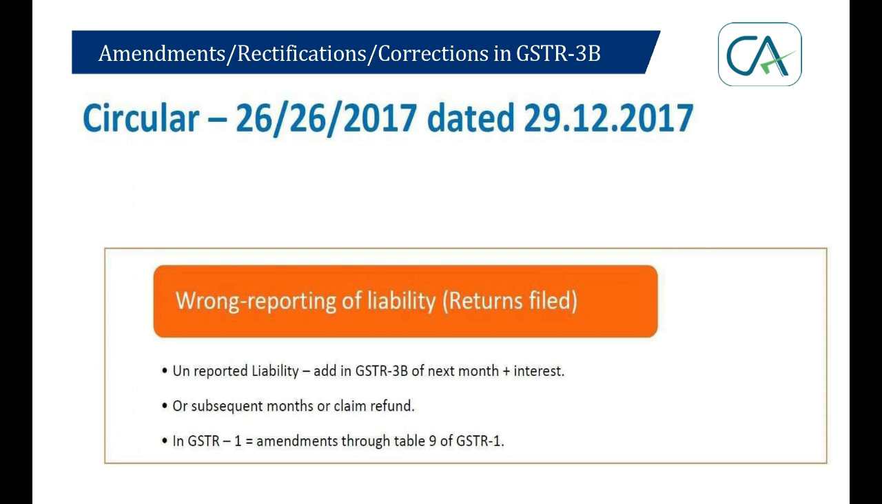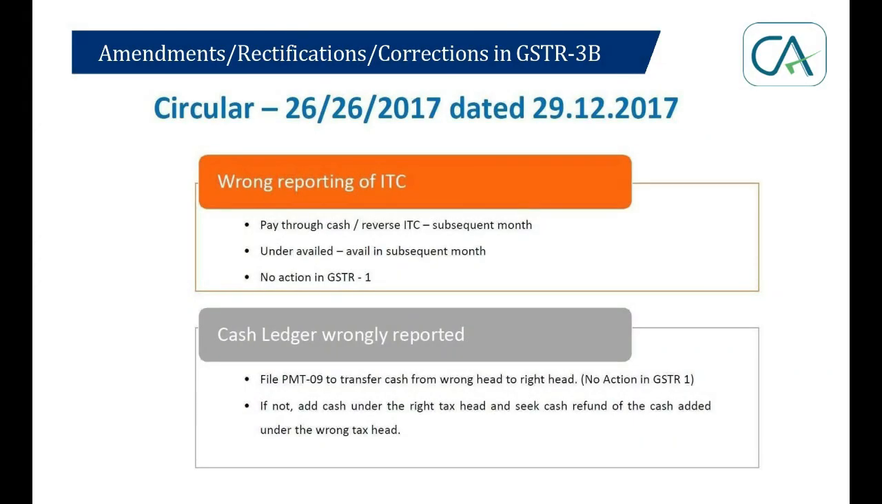Wrong reporting of liability, this we've already seen, we've discussed. Wrong reporting of ITC, we can claim ITC, of course, we already know. For example, pertaining to financial year 22-23, the last date is 30th of November. In case we file our October return, GSTR-3B return, and we put it in the correct table, we can claim that particular amount.